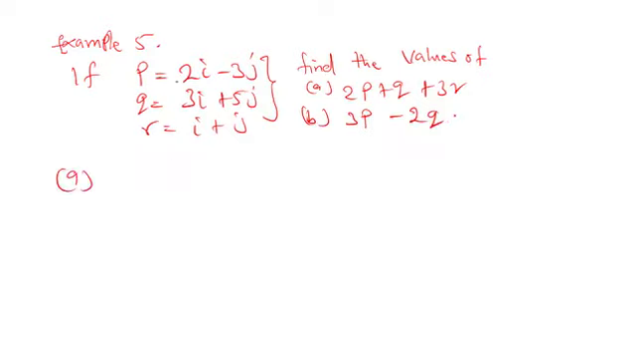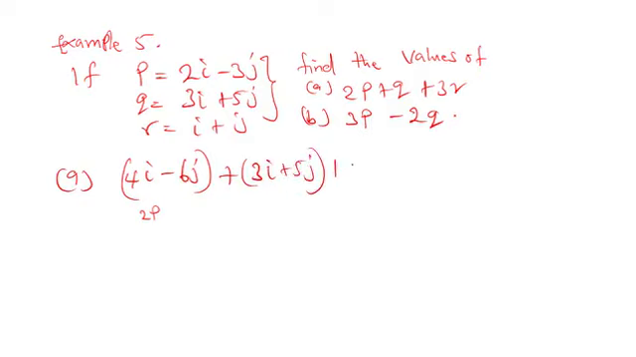We need to look for 2p, 2 times p. So 2p is 2 times 2 is 4i, minus 2 times 3, 6j. This is our value of 2p. Plus our Q, which is 3i plus 5j. Plus we have our 3r, which becomes 3i plus 3j. This is the value of our 2p, this is the value of our q, and this is the value of our 3r. Now let's add and get our value.